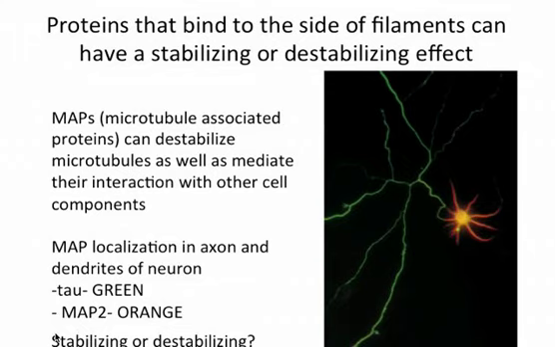Well, in both of these cases, do you think these are stabilizing or destabilizing? These are neurons. I think that these will have more stabilizing functions in neurons, especially in axons, because you need to transport things down the length of an axon.